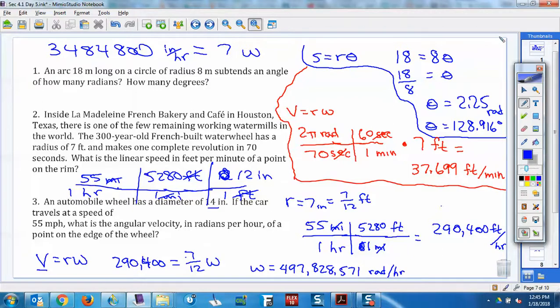Isn't that just you times the radius? Yeah. 1/60 times 5.